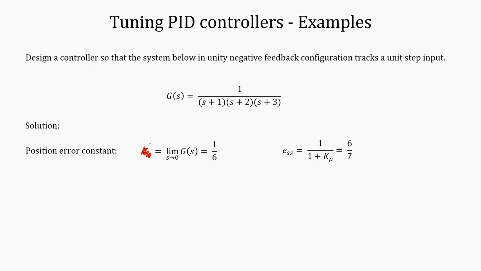Remember, this Kp and the Kp that we are talking about for the controller are different. Let me write it as K position, so that you do not get confused with the Kp that we are using. So, K position, or the static error constant due to position or step input, is 1/6 and therefore the steady state error is 1/(1 + K position), which is 6/7. That means the output will have a steady state error when you give a step input.